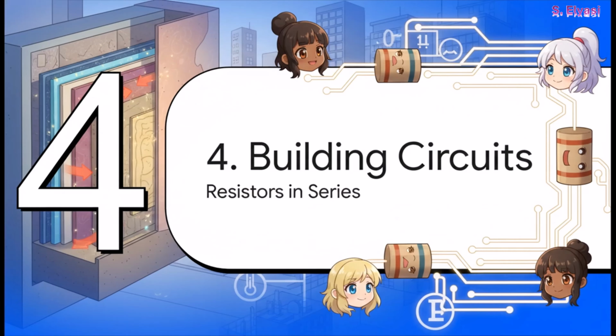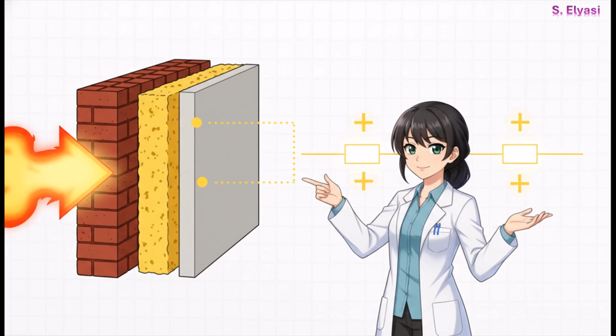Okay, now for the payoff. This is where the magic really happens. We have our basic resistors. Now let's see how we can combine them to analyze the more complex, multi-layered systems you'll actually see out in the field. This is the best part of the whole analogy. Let's say you have a wall that's made of brick, then a layer of insulation, and then drywall on the inside. The heat has to get through the brick, then through the insulation, then through the drywall.